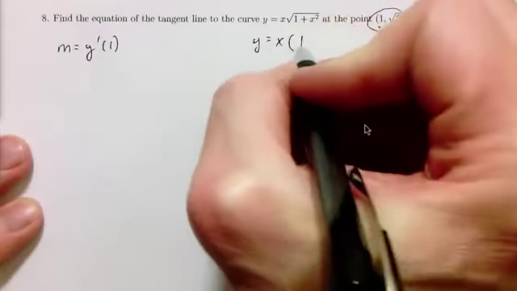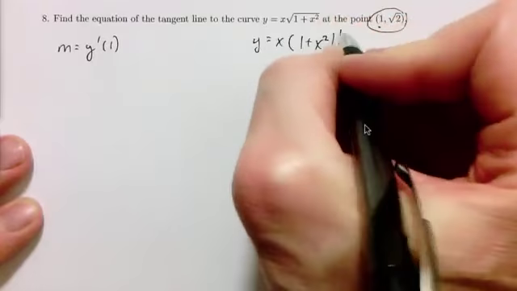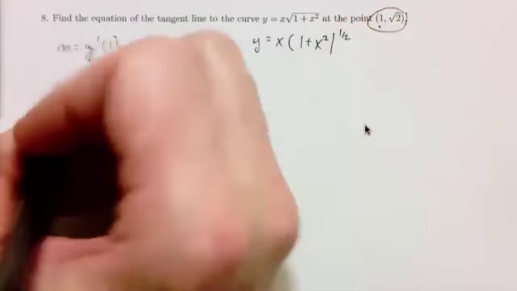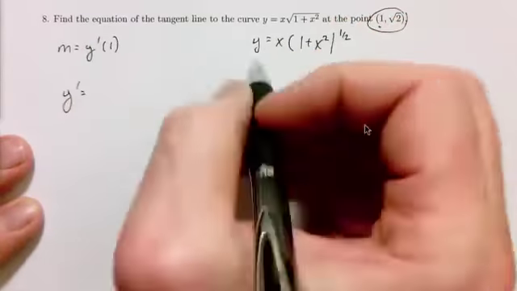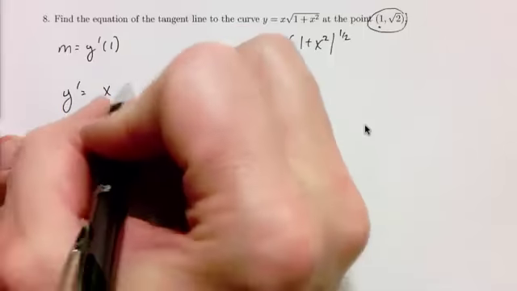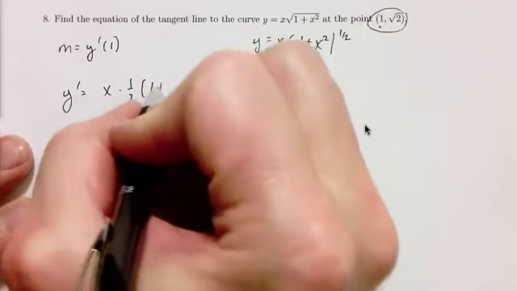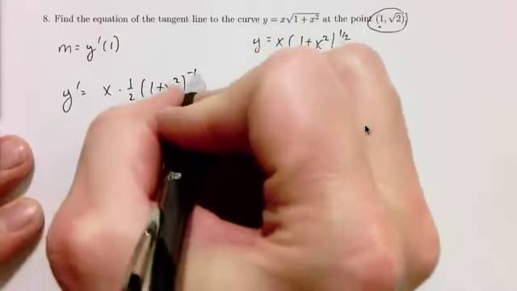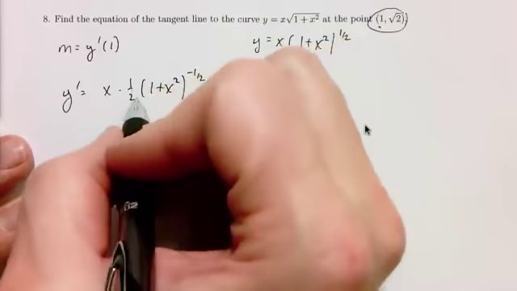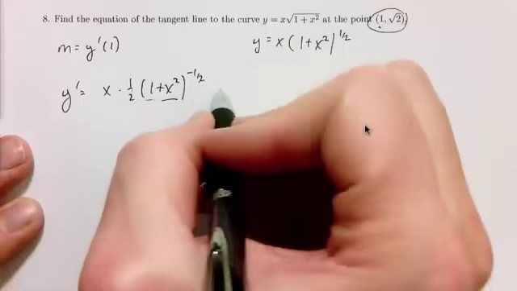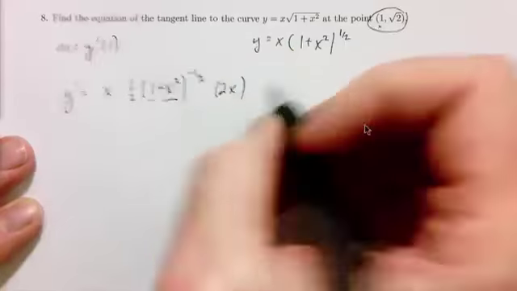To find the derivative, I'm going to write this in the more calc-friendly form, and then differentiate. We start with a product rule. So I leave the first alone times the derivative of the second. Okay, 1/2. Bring the 1/2 to the front, leave what's on the inside alone, to the minus 1/2 times the derivative of the inside, plus.